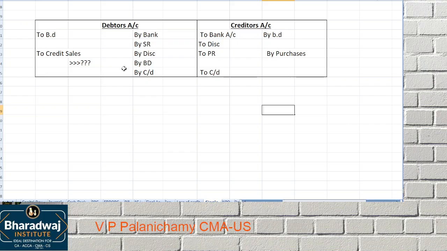What is the opening balance of debtors? 15,000. Closing balance 20,000. Look at the bank statement, how much is collected from debtors? The check deposited is nothing but collected from debtors. How much is collected? In the question, no sales returns, no discount, no bad debts. So tally this, you will get credit sales as a balancing.